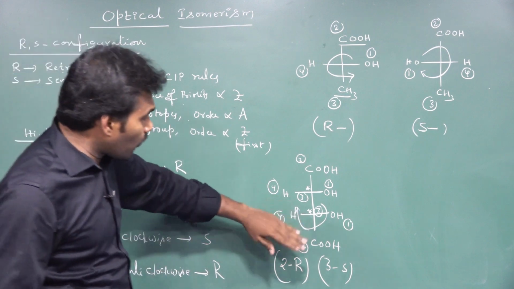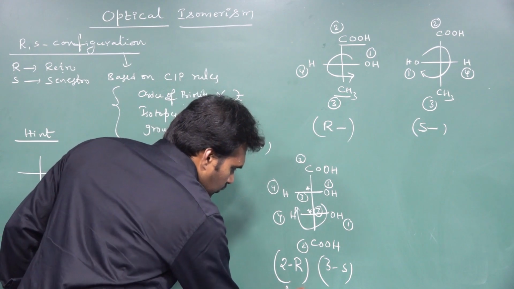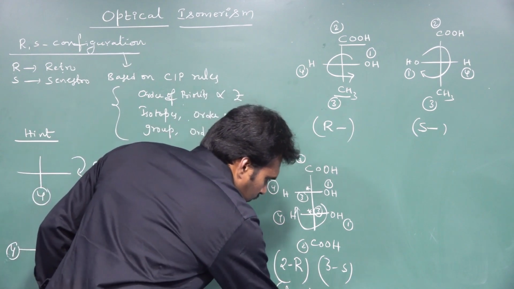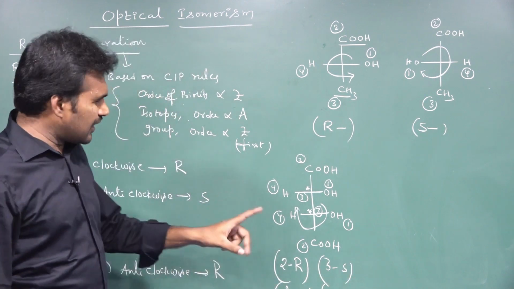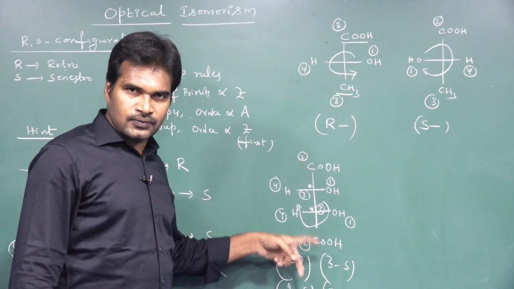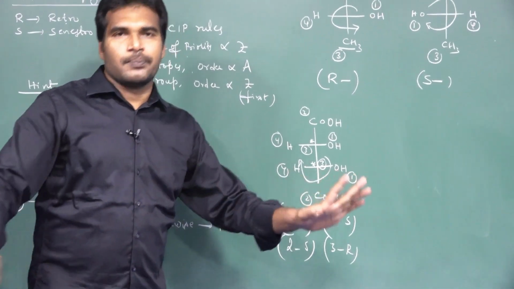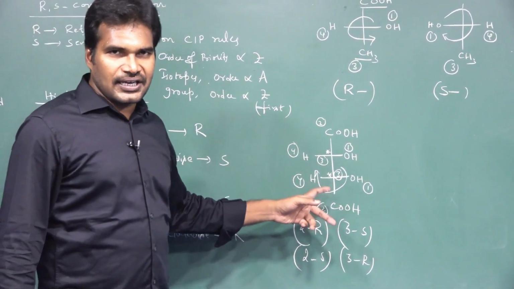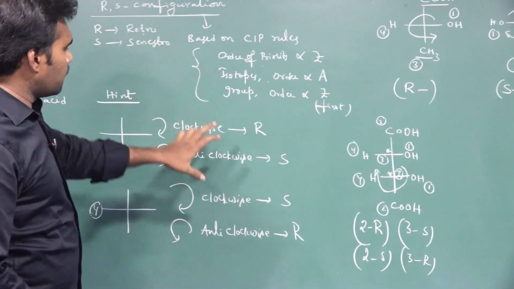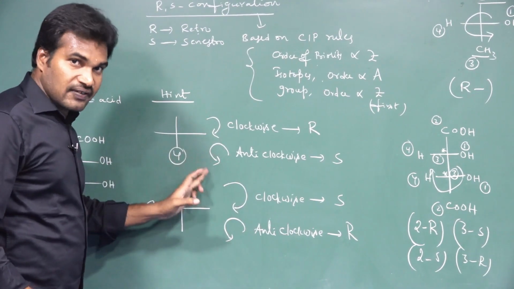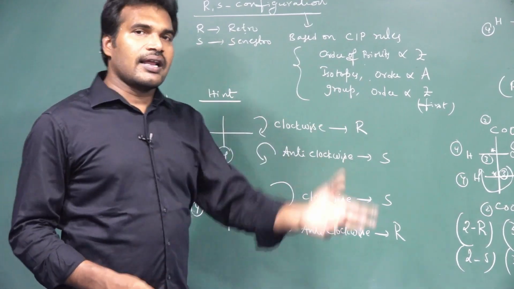Suppose we give the numbering from bottom to top, then 1, 2, 3, 4. In that case, 2S 3R will come. So in case of similar terminal groups, RS and SR both are the same. They are identical. We will discuss that later. Anyhow, this is how, by following the CIP rules, and this trick is very important. By following this trick, you can easily differentiate the configuration of the chiral carbons.